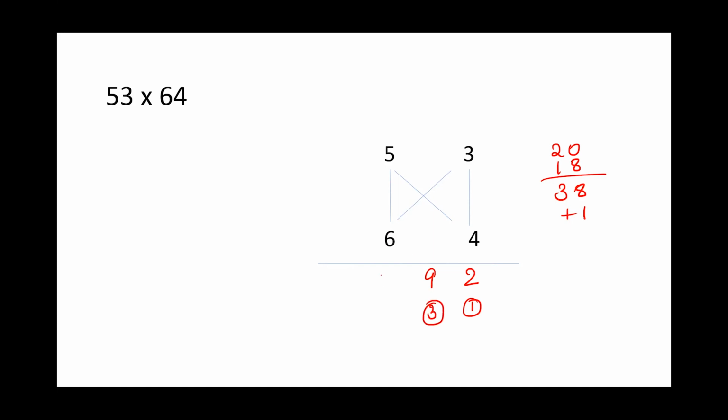Finally, 5 into 6 is 30. 30 plus 3. You get the answer as 3392. Easy, right? Okay, now let's try to generalize.